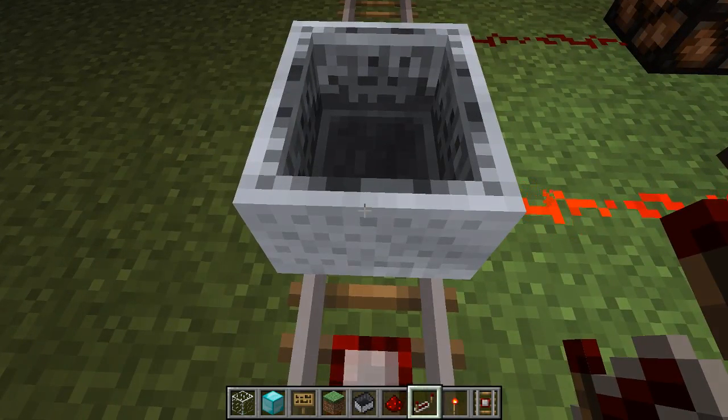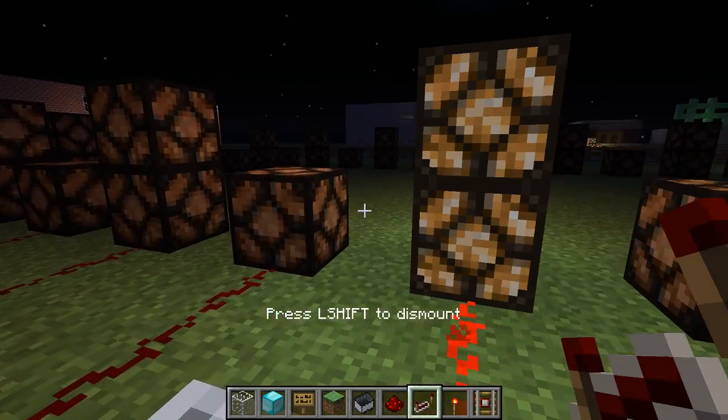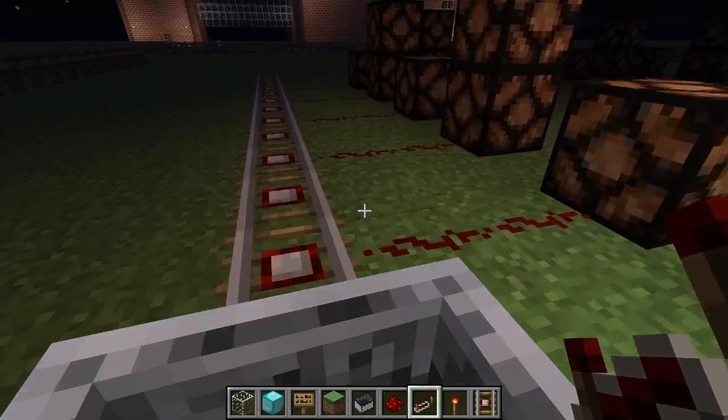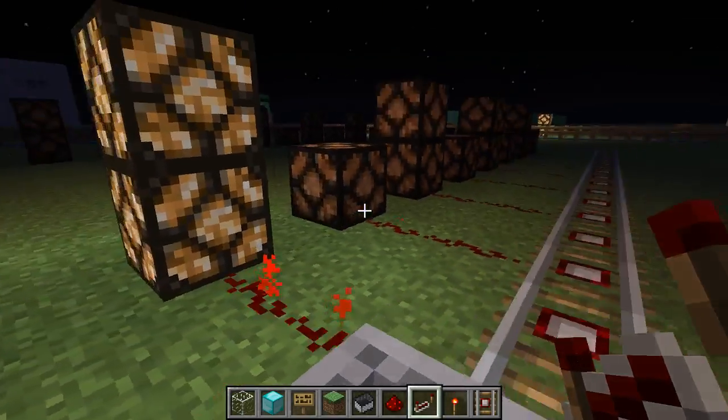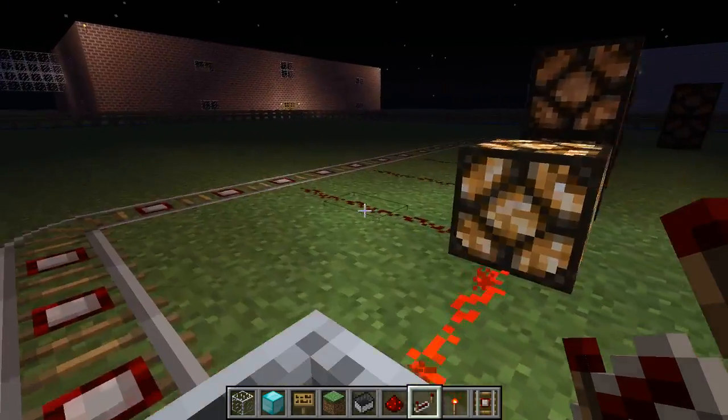I will now demonstrate how it looks when you are in the cart and driving around. As you move, the one that you pass turns off. The one that you move into turns on for as long as you are on that tile.